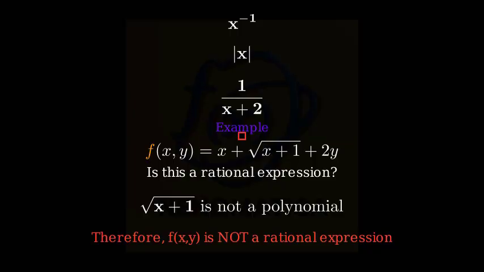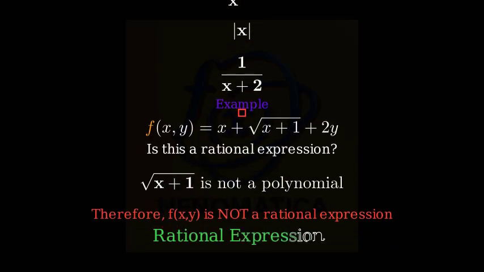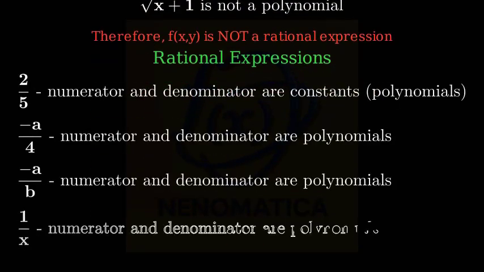Now, let's check some examples and classify them as rational or non-rational expressions. Let's start with some simple cases. 2/5 is rational because both numerator and denominator are constants, which are polynomials. -4 is rational because both numerator and denominator are polynomials. -b is rational because both the numerator and denominator are polynomials. 1/x is rational because both the numerator and denominator are polynomials.